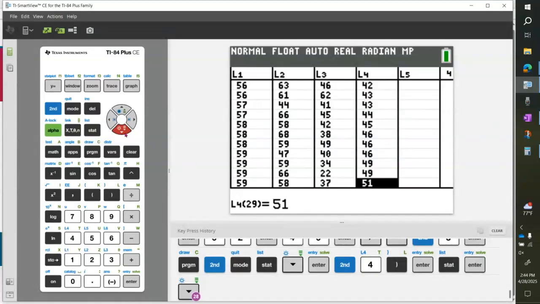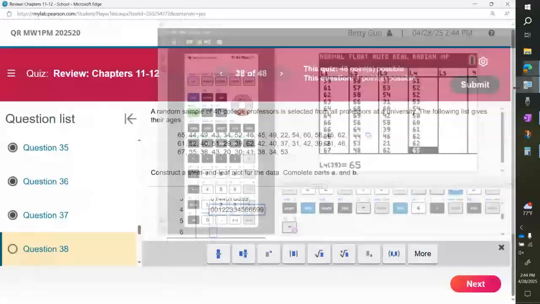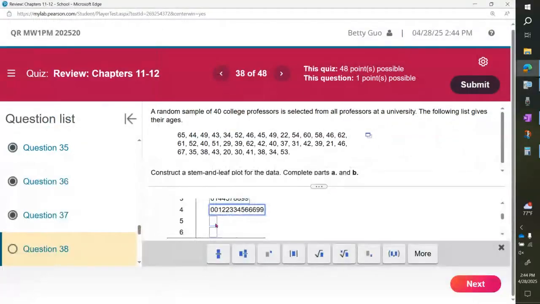Okay, very good. And then for 50s, we have 1, 2, 2, 3, 4, 8. Yeah, 1, 2, 2, 3, 4, 8.